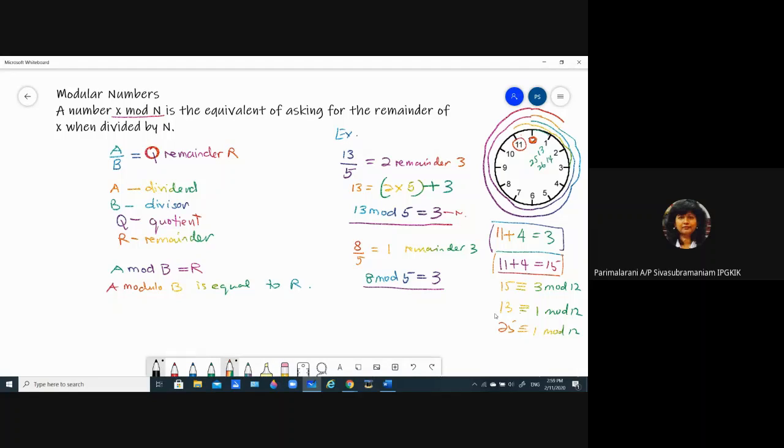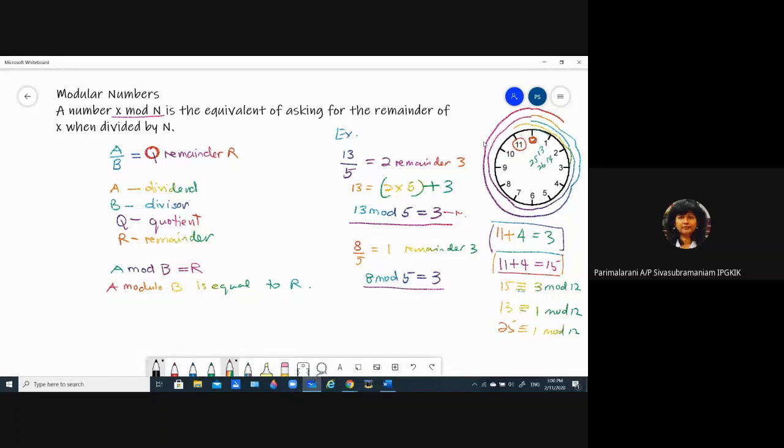This sign here is known as congruent. 15 is congruent to 3 mod 12. 13 is congruent to 1 mod 12. 25 is congruent to 1 mod 12. Can you understand that? Yes, madam. Okay, good.